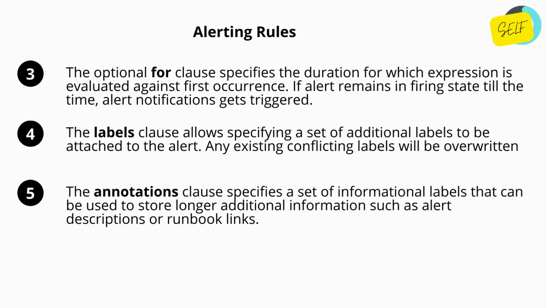Now suppose you have a label named name equals to XYZ, and in the alert rule, you have again added a new label with the same key value pair. In that case, the predefined or already defined label will be overridden. Now the next is the annotation clause, which basically specifies a set of informational labels that can be used to store longer additional information, such as alert descriptions or runbook links. So this we already discussed.